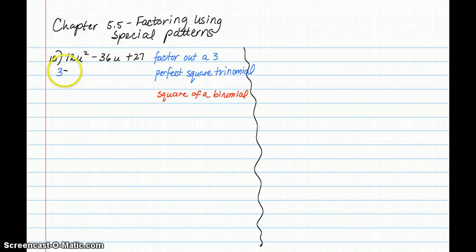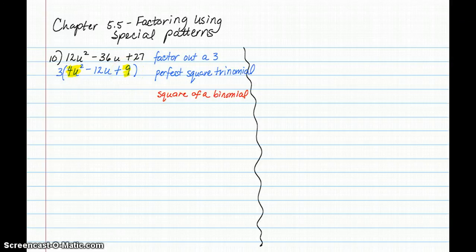So 3 times what gives you 12u squared? That would be 4u squared. 3 times what gives you negative 36u? That would be minus 12u. 3 times what gives you 27? That would be plus 9. Now you can see that you in fact have a first term, 4u squared, that's a perfect square, and the last term, 9, that's a perfect square.